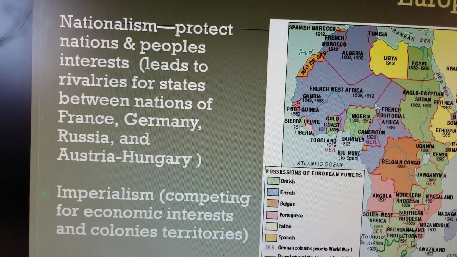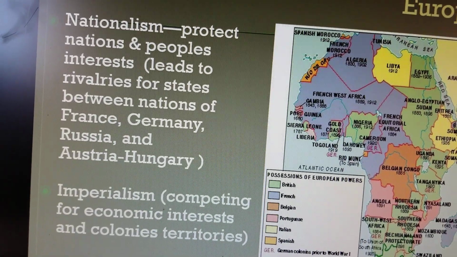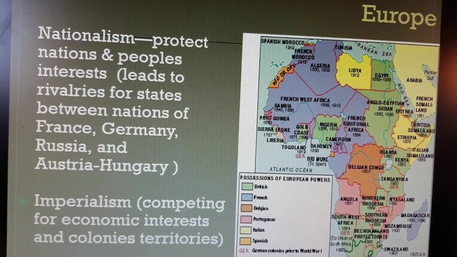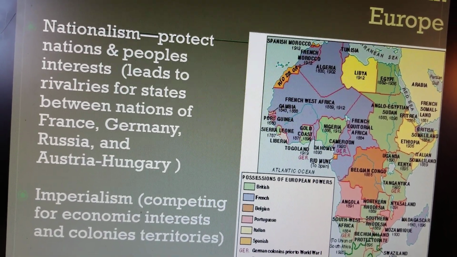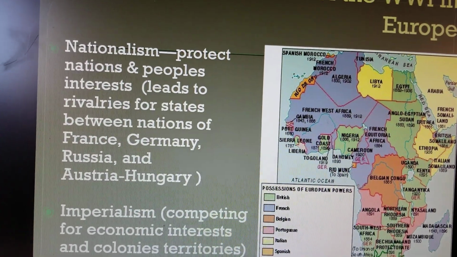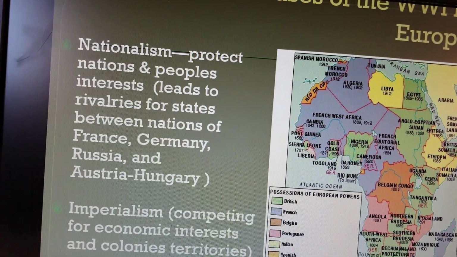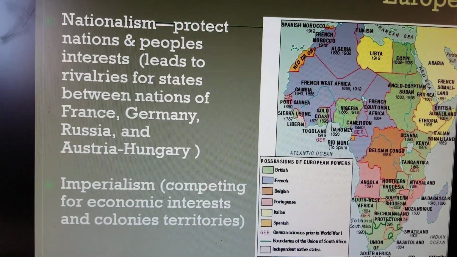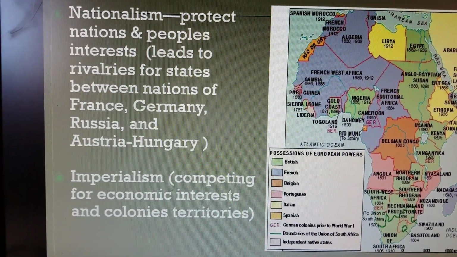Imperialism. Remember, we talked about that in our last unit as America was gaining territories. Well, that was happening all over the world. And really, the European countries were much more imperialistic than the United States was. And so they were controlling much of Asia and almost all of Africa. They were competing for economic interest and colonial territories.